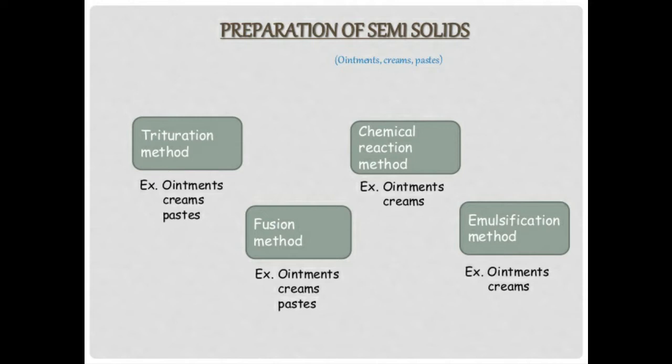In emulsification methods we again have four types. First one is preparation of oil and aqueous phases, second one is mixing of the phases, third one is cooling the emulsion, fourth one is homogenization, and the final method is the chemical reaction method.